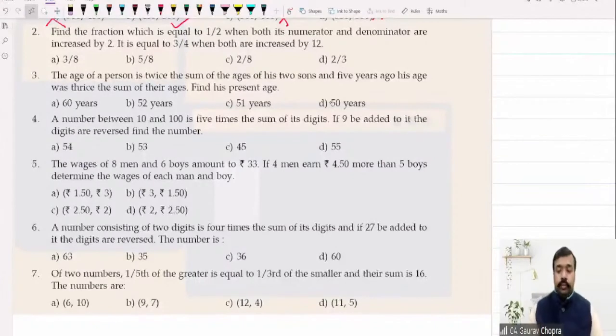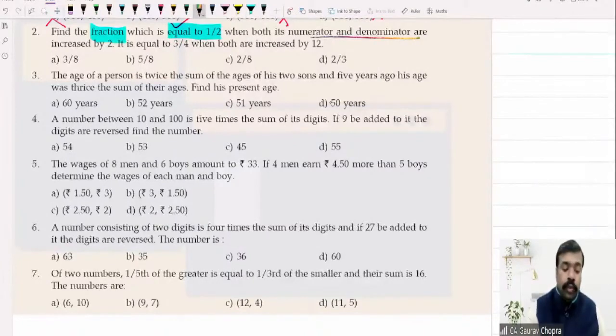Find the fraction. Now, again, what we have to do is find the fraction which is equal to half when both its numerator and denominator are increased by 2. It is equal to 3/4 when both are increased by 12. So if we are increasing by 2, it becomes 1/2. When we are increasing by 12, it becomes 3/4.